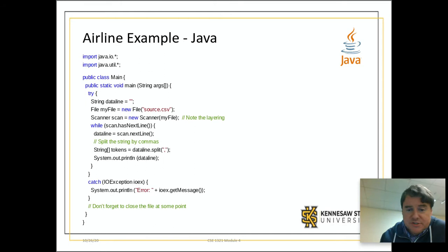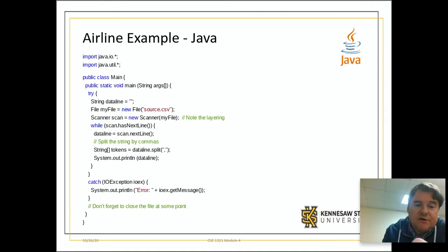All right, so we're going to do this airline example, and we're going to do it in both Java, and then we're going to do it in C#. So what I'm trying to do here is read in that file, and print out some of the data that's in there.